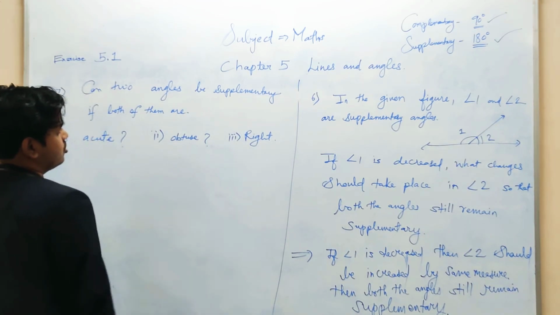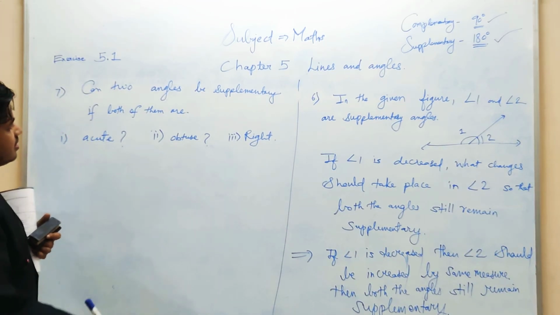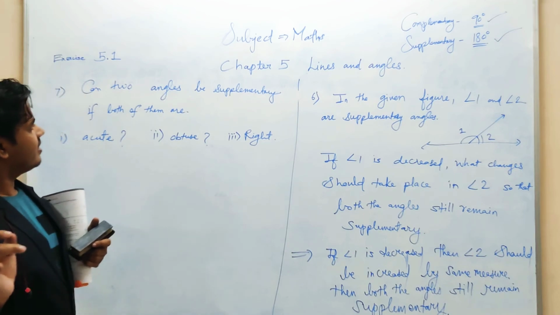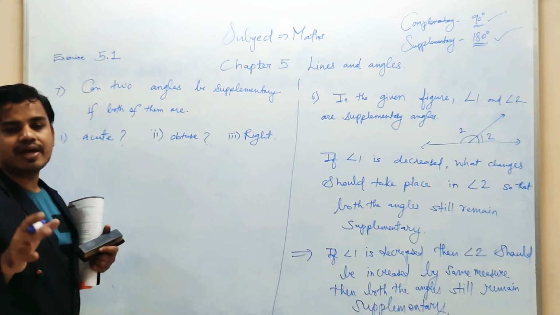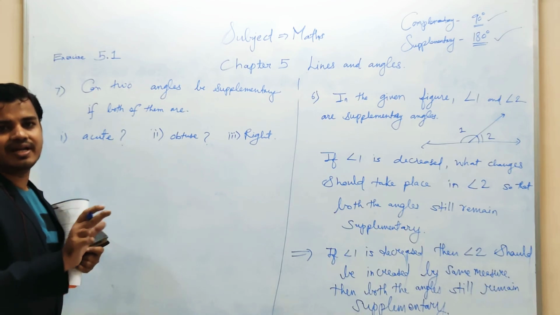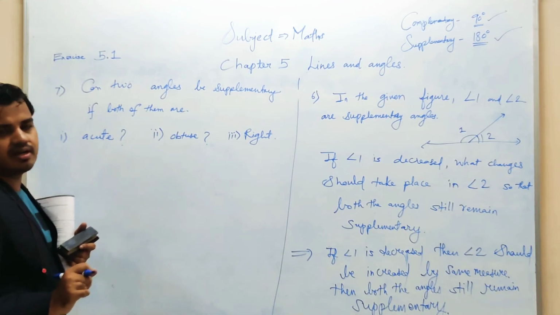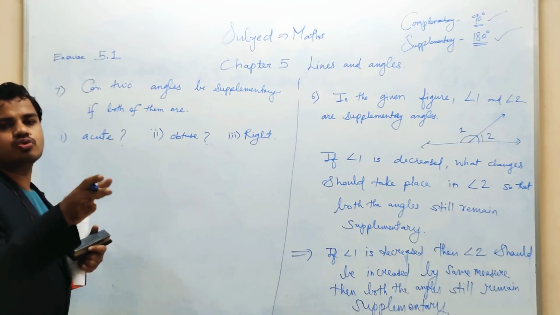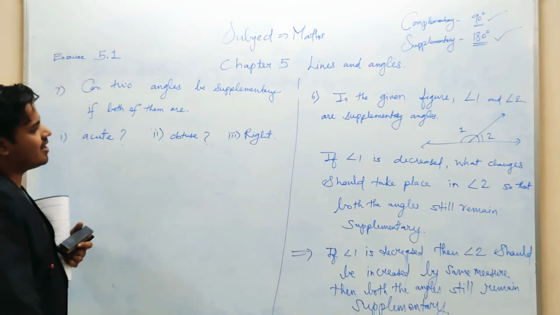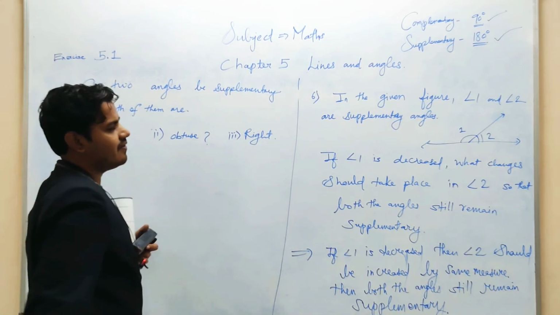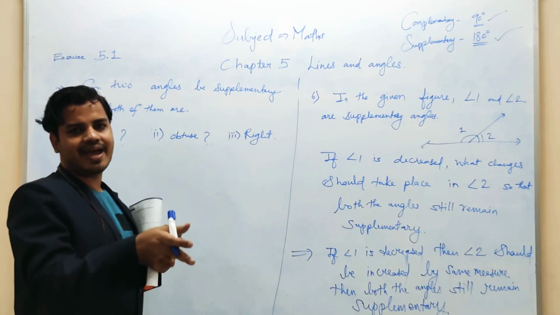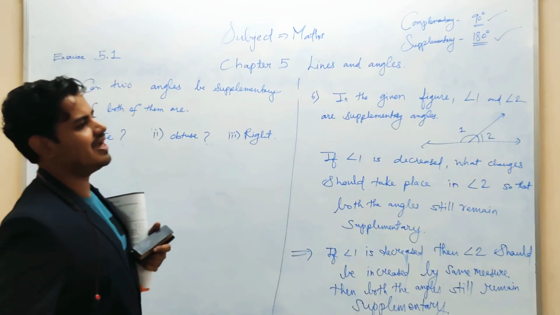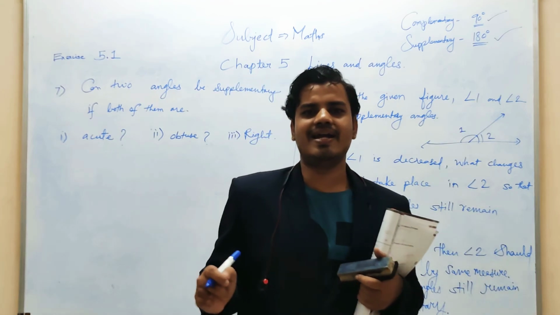So here what is asked to us is, if we add any two acute angles, will that sum be equal to 180 degrees? Will it be supplementary? If we take any two obtuse angles, will the sum of those two obtuse angles be equal to 180 degrees? And if we add two right angles, will the sum of those two right angles be equal to 180 degrees? So here we have to check. Any angle which is less than 90 degrees, so that angle is what?